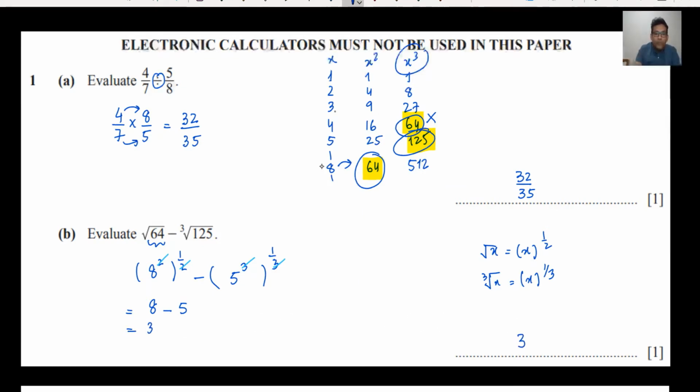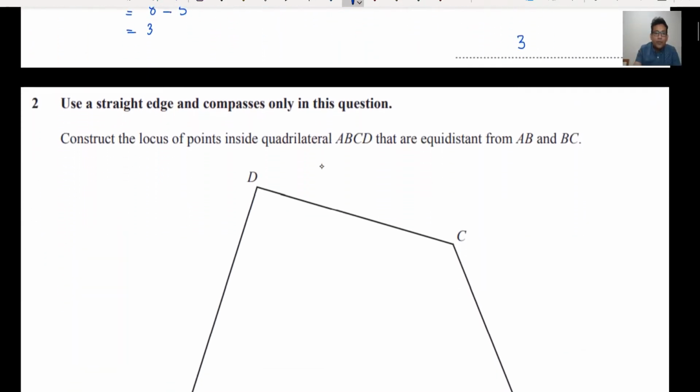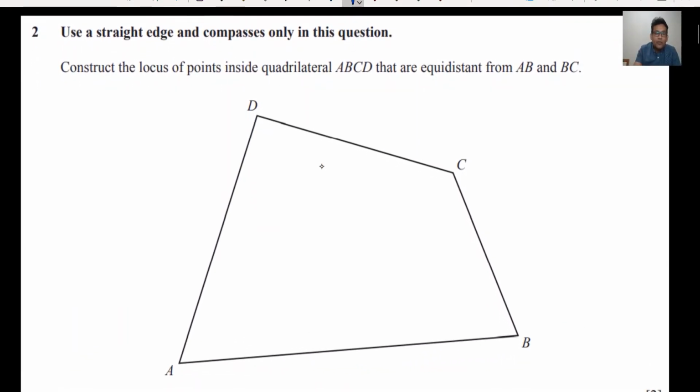Moving to question number 2. This question is about the locus, loci. I would like to explain something about what you should know for the locus, for the loci. Remember, what is given here actually.